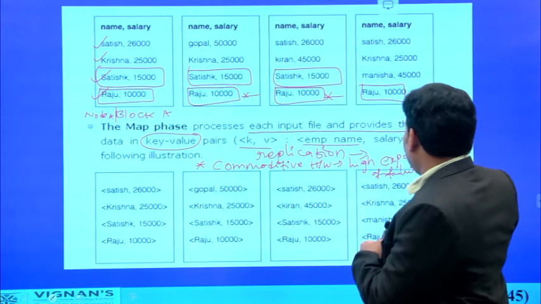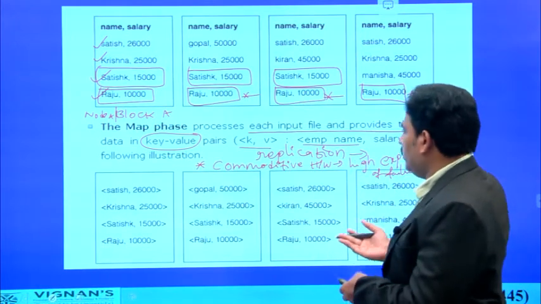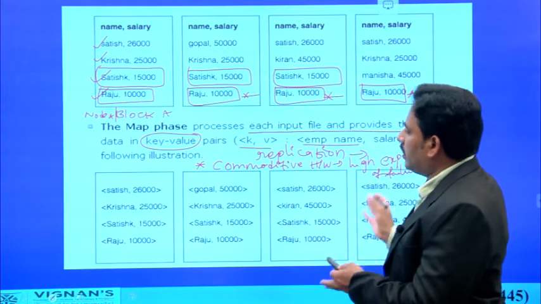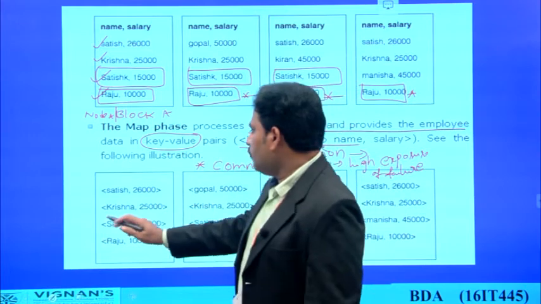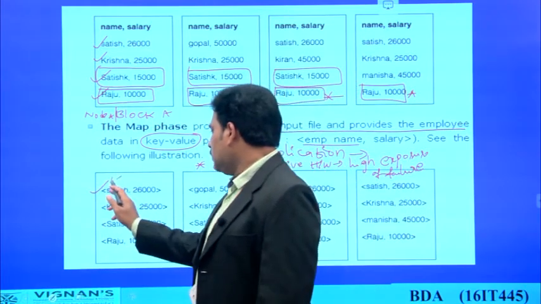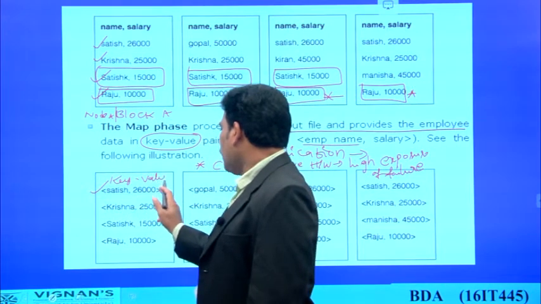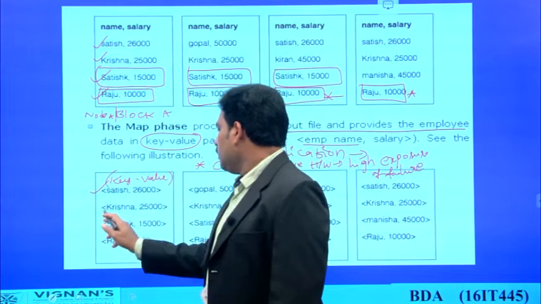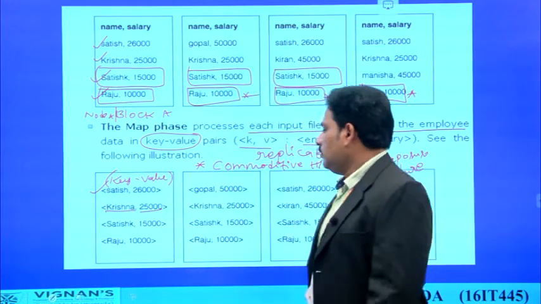Now, after applying the mapping phase, how will the data look? That means the records have been converted into key-value paired format. Values will not change, only the format is going to change, into the form of key and value. So, here Satish is the key and 26,000 is the value of the pair. Here also Krishna is the key, 25,000 is the value.